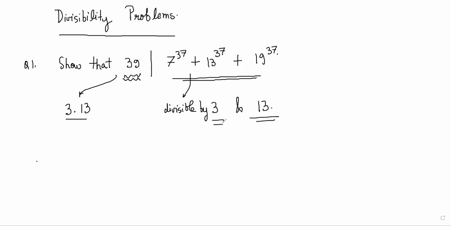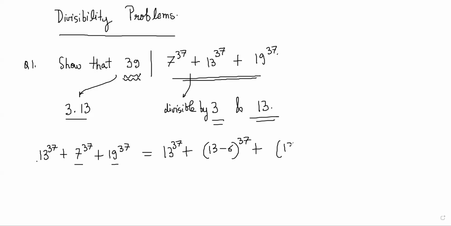Correct? So let's try and check whether it is divisible by 13. That is the first step. So how do I do that? Notice that there is a 13 power 37, plus 7 power 37 and 19 power 37. And 7 and 19 are special because we can write them like this: 7 is (13 minus 6) power 37 and 19 is (13 plus 6) power 37, right? So basically what I'm trying to do is write the whole expansion in terms of powers of 13. And you have a minus 6 and a plus 6 in these two binomial terms, right?